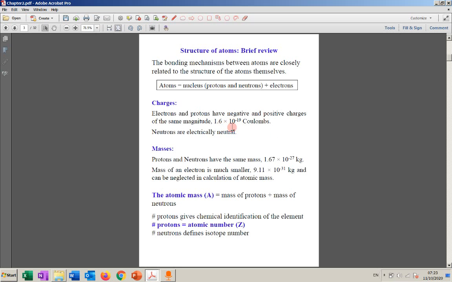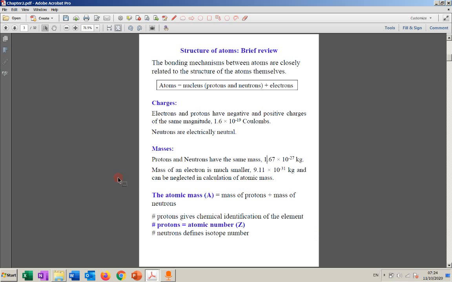Now, don't worry, we just need you to remember those things. About the mass, we know that proton and neutron have the same mass. The mass is very, very small, but it's bigger than the mass of an electron. The electron mass, 9.11 × 10^-31 kg, is approximately 2,000 times smaller than the mass of a proton or neutron. That's why the mass of the electron is basically neglected in the calculation of atomic mass.